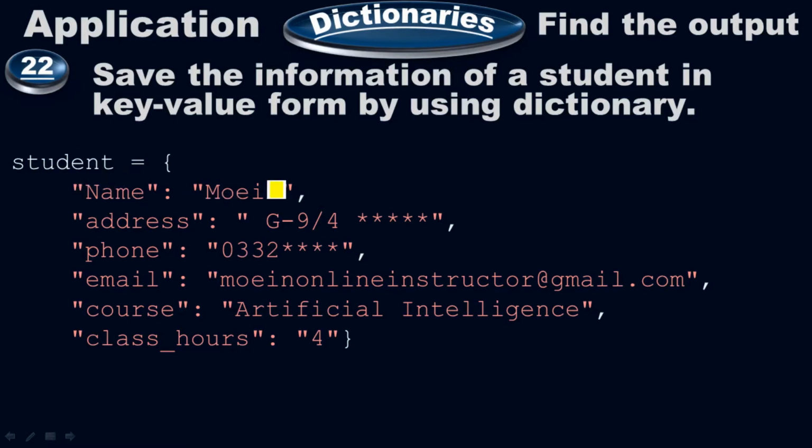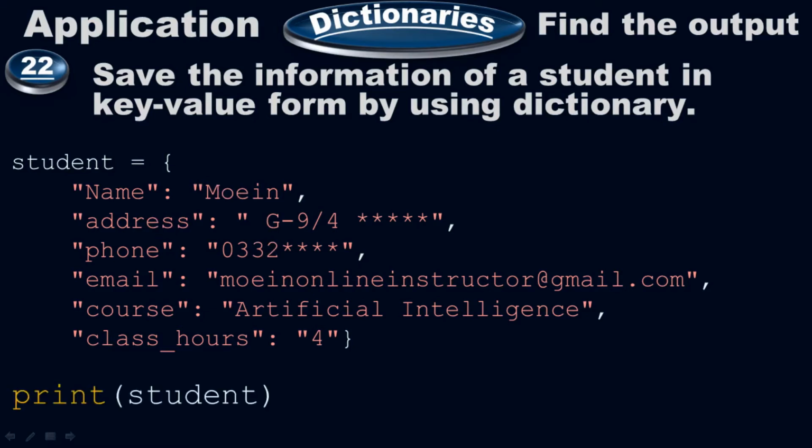These are the key value pairs. Pair 1, where key is name and Moein is the value. Pair 2, where address is the key and this is the value. Pair 3, where phone is the key and this is the value. Similarly, pair 4, where email is the key and this is the value. Pair 5, where course is the key and this is the value. Pair 6, where class hours is the key and 4 is the value. So we have everything in key value pair form. So it is a proper dictionary.